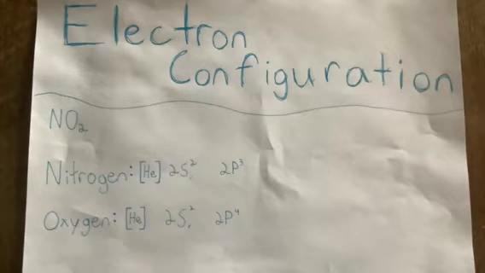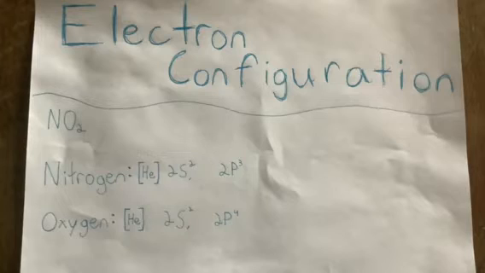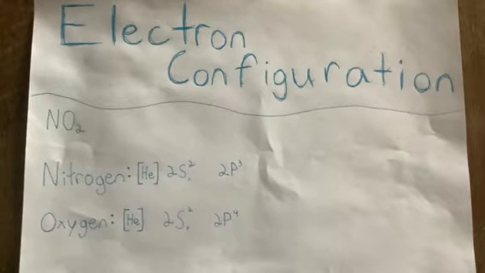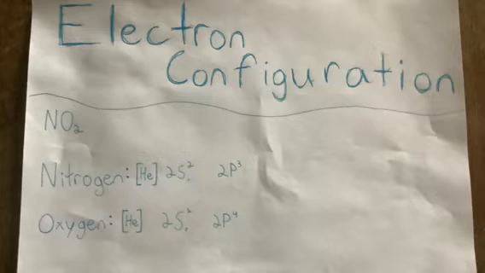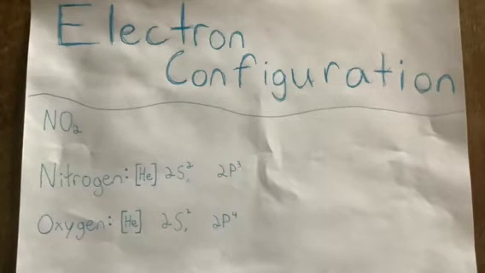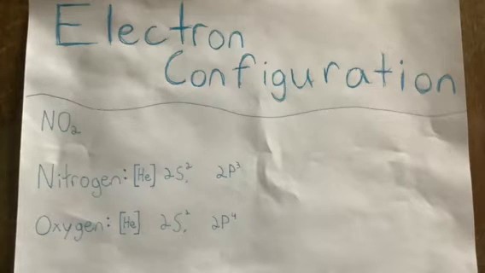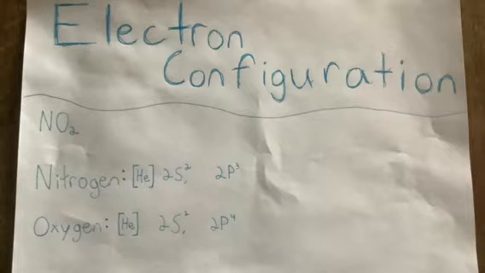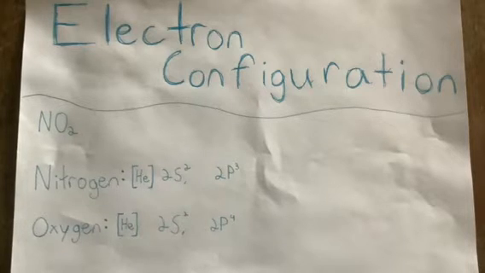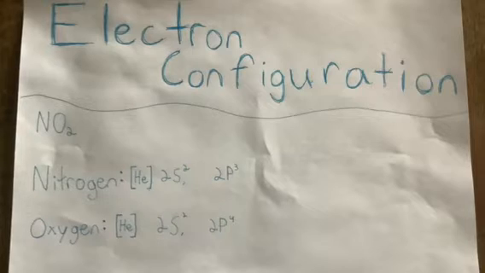Let's start with nitrogen. So first, we have to find the most recent noble gas on the periodic table, which is helium. We'll put He in brackets, and immediately after, we'll put 2s2. The S's are lithium and beryllium. After that, since we don't have to deal with the D's, we'll start working on the P's. Nitrogen is the third element over when we start dealing with the P's, so we'll have 2p3.